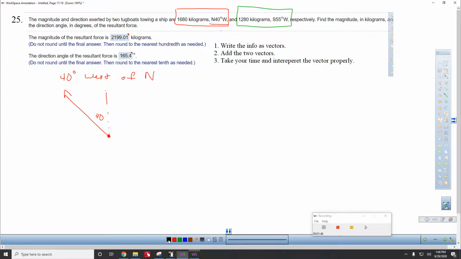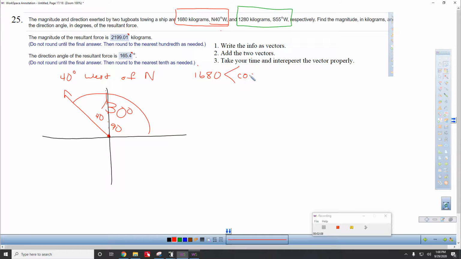And if you think about it, we're usually on the XY plane for these. So this angle is 40 plus 90, 130 degrees. So this red vector will be 1680 times the cosine of 130 and the sine of 130.